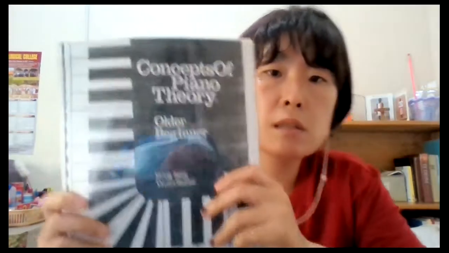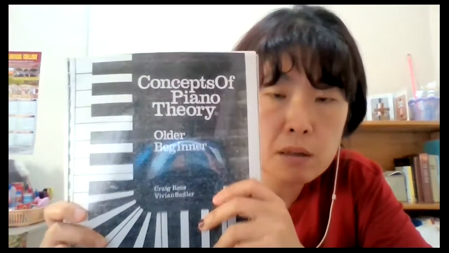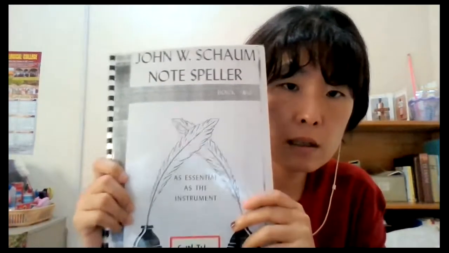Let me make sure that you have our textbook. This is Concept of Piano Theory. And this one is our workbook. And then you have another workbook that has the staff on it so that you can draw some notes on it. So we have two workbooks and one textbook, Concept of Piano Theory.